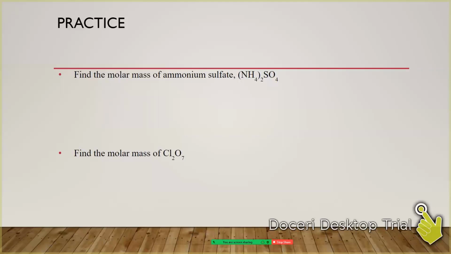All right, so I think this is right below here. It says find the molar mass of ammonium sulfate. So there is my compound. So first thing I'm going to do, I'm going to identify my elements. I have 3 capital letters, so that means I have 3 elements. So I have nitrogen, hydrogen, sulfur, and oxygen.